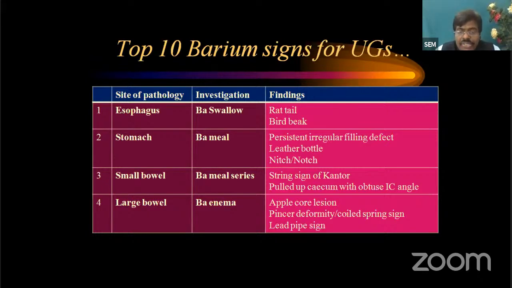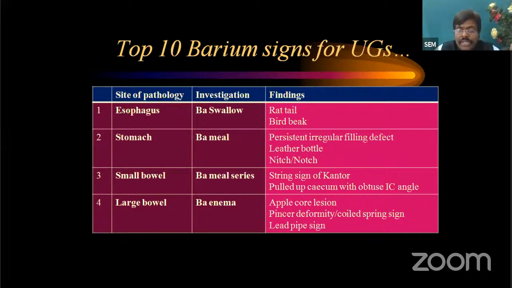Then for completion, there are 2 classical findings in the barium meal series of small bowel: string sign of Kantor, that is in Crohn's disease, then pulled up cecum with an obtuse ileocecal angle, as you see in ileocecal tuberculosis. Large intestine, what are the barium enema findings for exam going students? Apple core appearance. Apple core will come only for large bowel tumor, classically described, especially the ascending colon tumor.